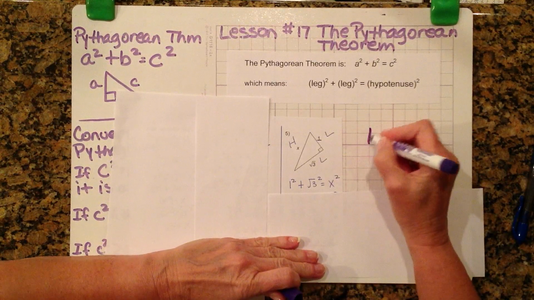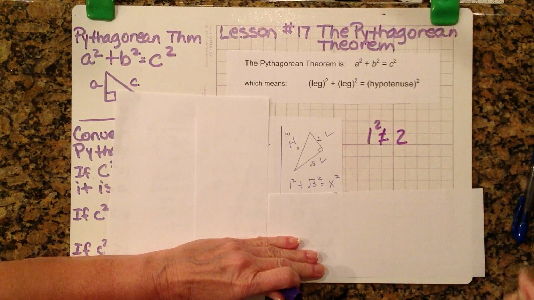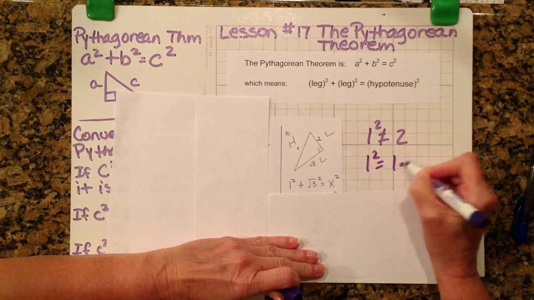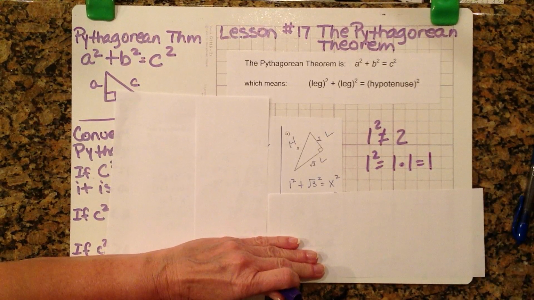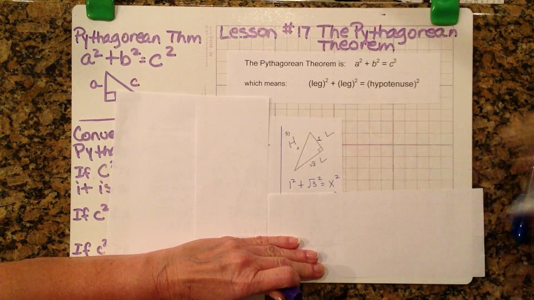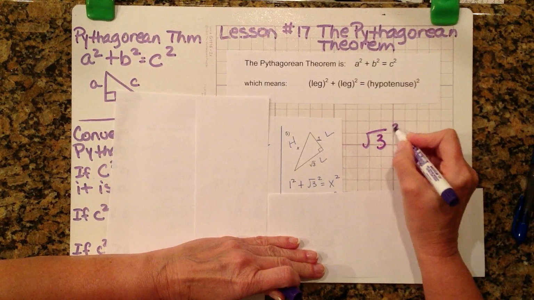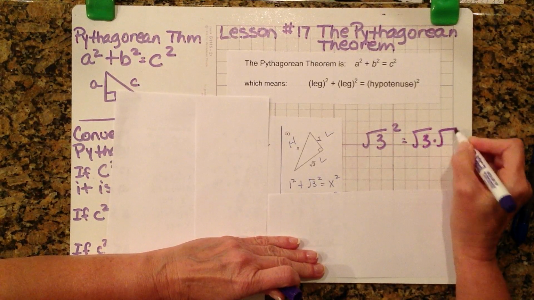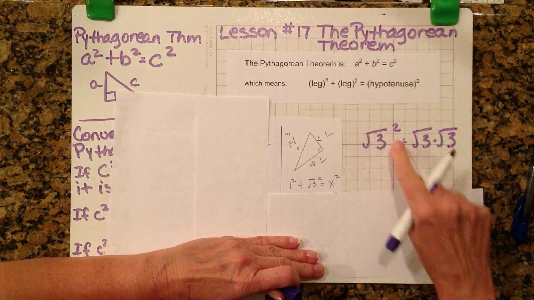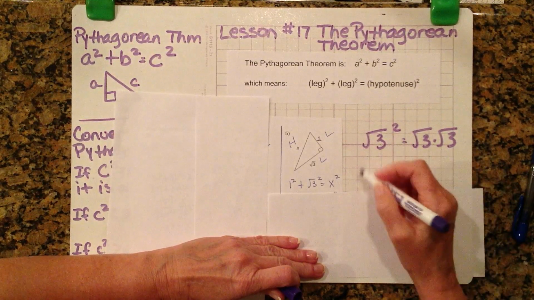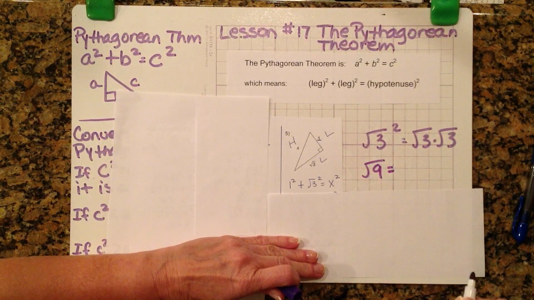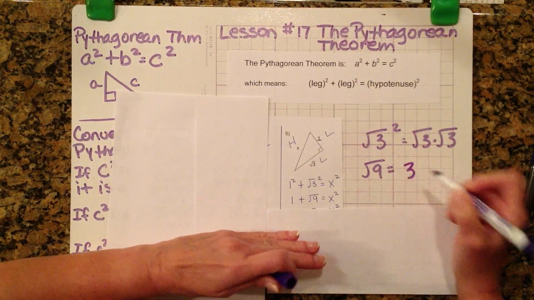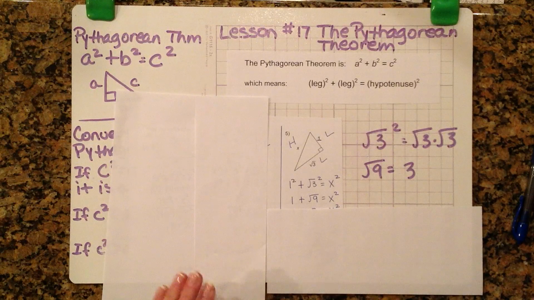Okay, 1 squared is not equal to 2. I see that all the time. 1 squared is equal to 1 times 1, and that's 1. So 1 squared is 1. Now, what is the square root of 3 squared? Squared means I'm going to write it down 2 times. So I write square root of 3 times square root of 3. It's twice written down. And that gets me to square root of 9. So what's the square root of 9 now? Square root of 9 is equal to plain old 3. It comes out of the house as a 3.